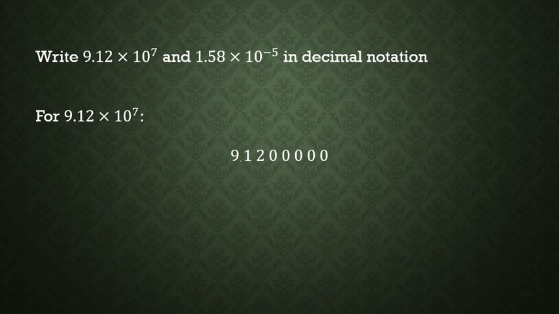So here's where my decimal was. I'm just going to move it right 7 places. 1, 2, 3, 4, 5, 6, 7. So the decimal point that was there is now here. And now the question is, what is that number? 91,200,000.